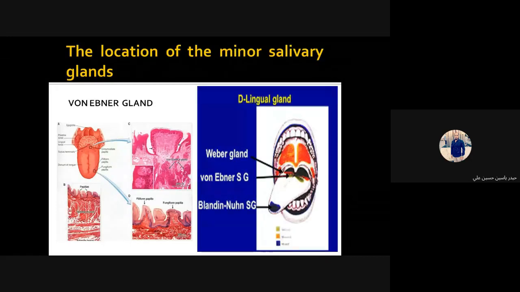Look at the position of the von Ebner type of salivary gland. Here is the junction of the anterior two-thirds of the tongue. Here the circumvallate papillae are located. Here, the von Ebner type of salivary gland is going to be located.